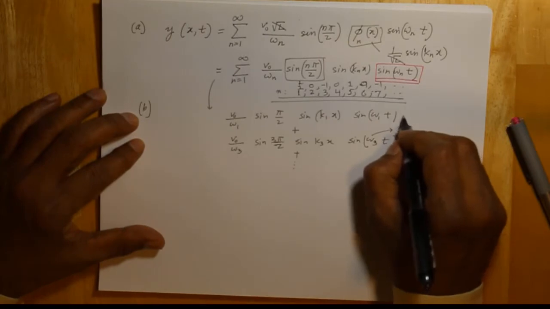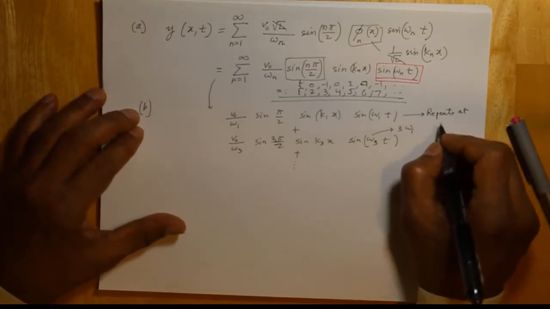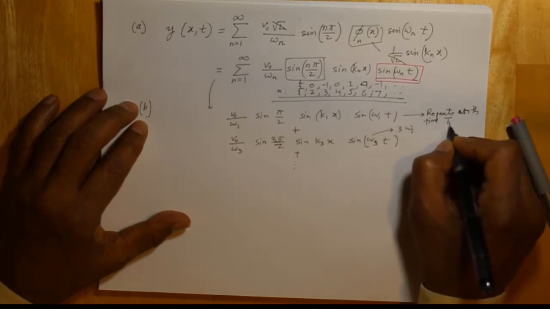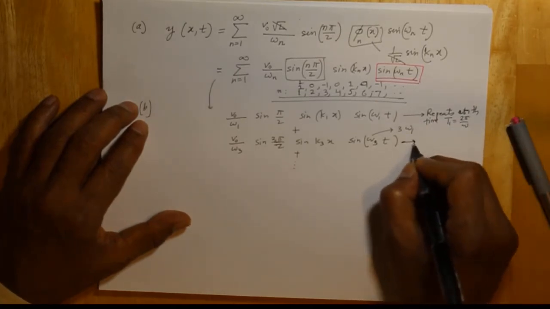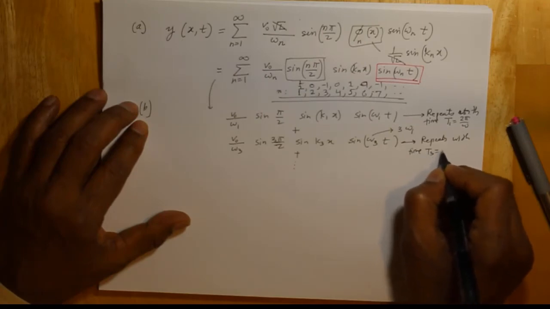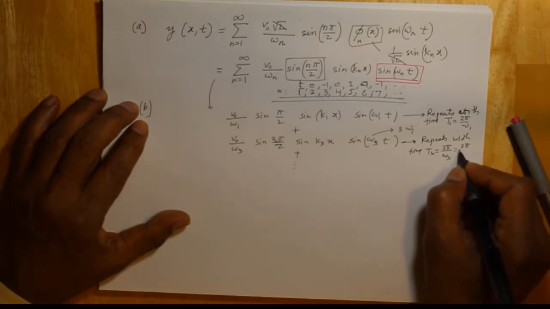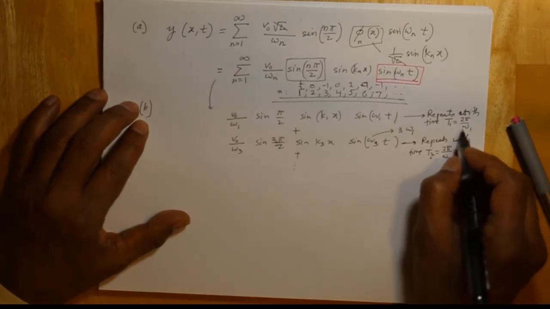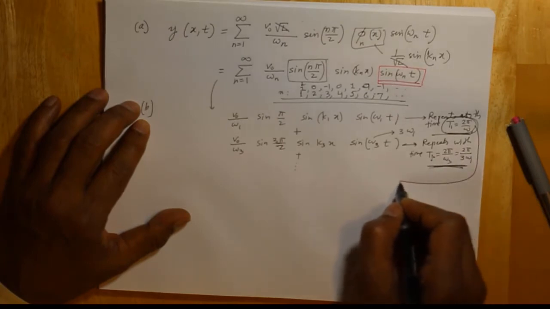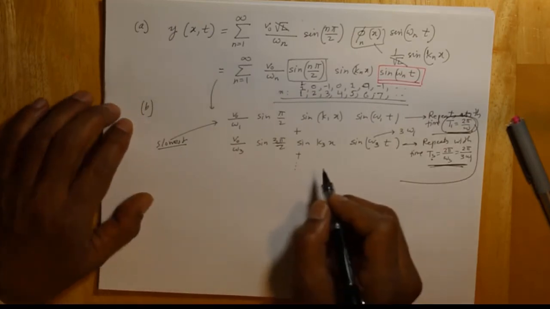So each term repeats with time. t1 is 2 pi over omega 1, and t3 is 2 pi over omega 3, which is 2 pi over 3 omega 1. So for this much time, this guy repeats 3 times. So this term is the slowest.